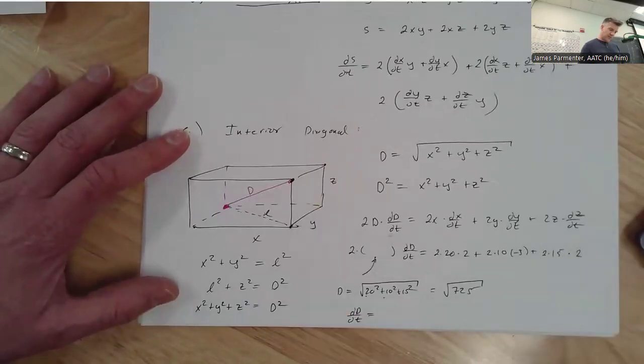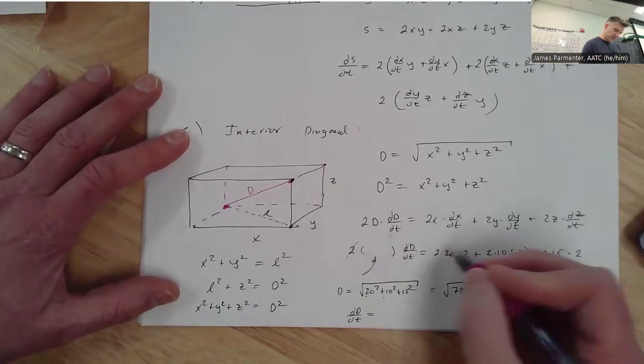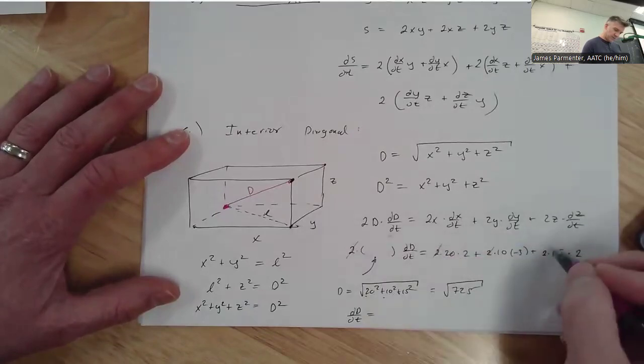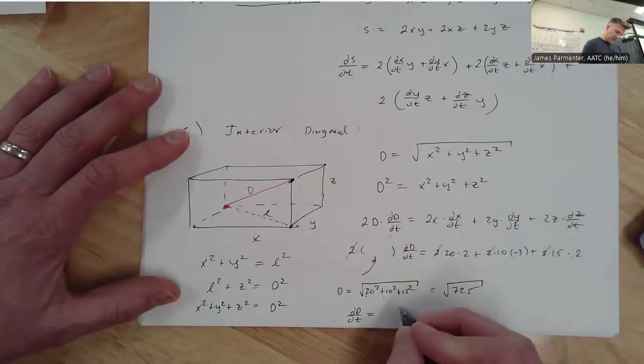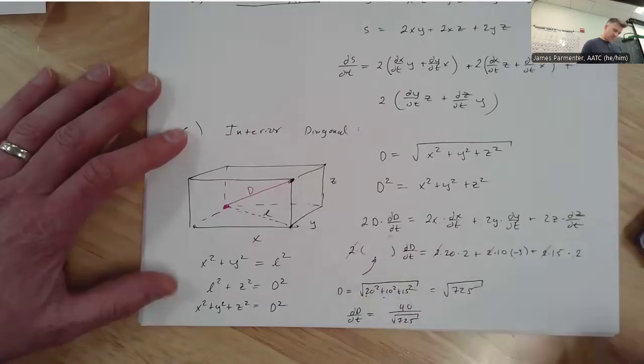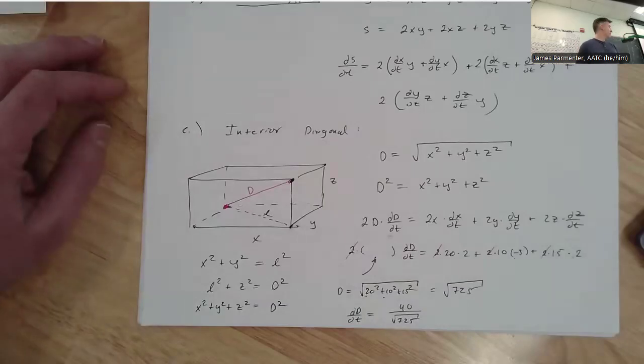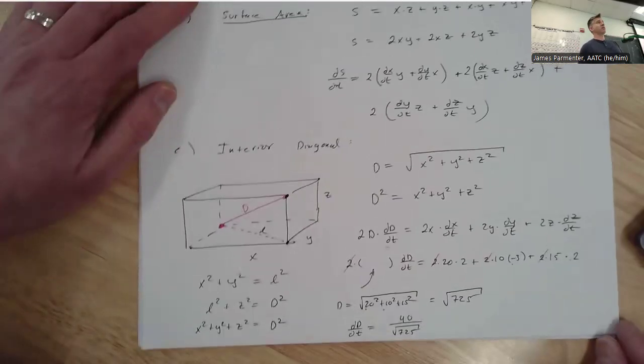Let's be smart about this. Let's divide both sides by 2. Then the right-hand side is 40 plus 30 minus 30. So it's 40 divided by the square root of 725. All right, it could be worse. It could definitely be worse. It could always be worse.